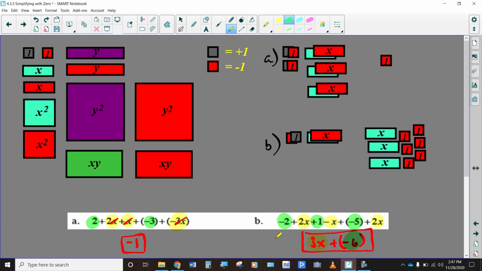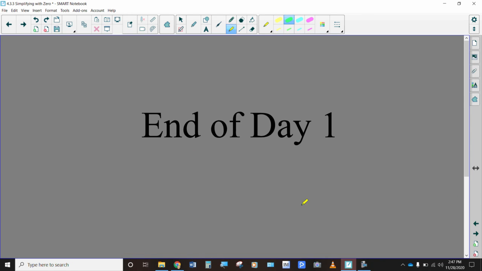All right, so that ends today's lesson, and tomorrow we will pick up where we left off and bring all of this together, using the distributive property, combining like terms, and in the process of combining like terms, zeroing out the zero pairs to help us simplify these expressions completely.